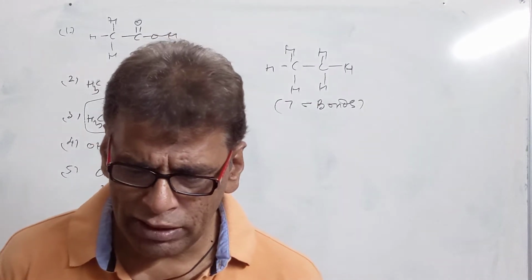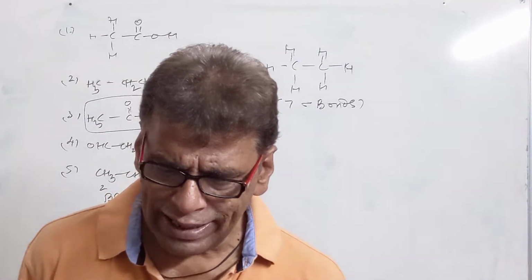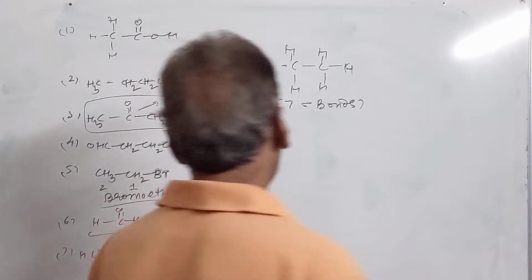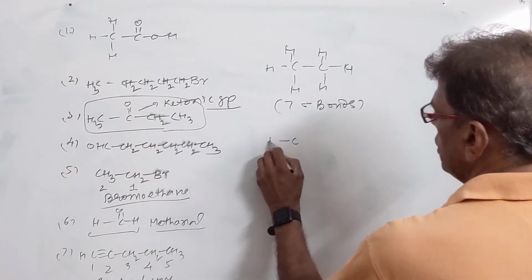Then we have explained the nature of covalent bonds. In the case of methyl chloride, it has all covalent bonds. This is methyl chloride.